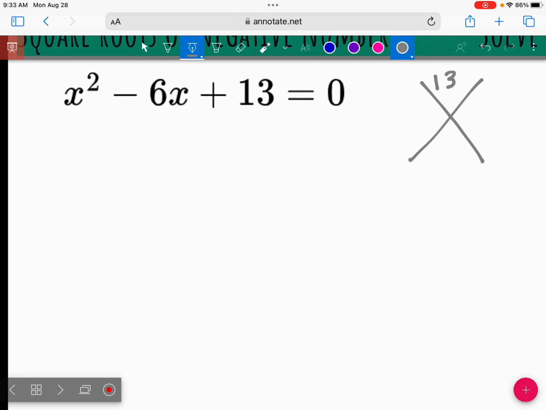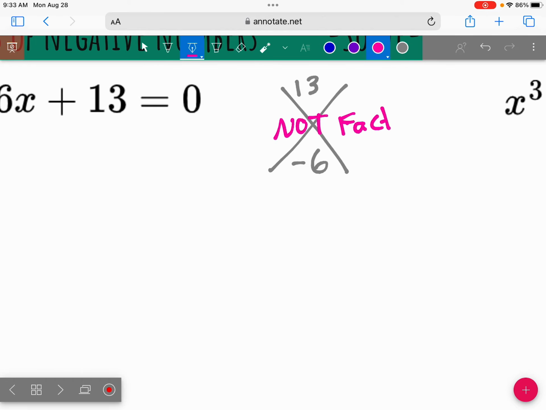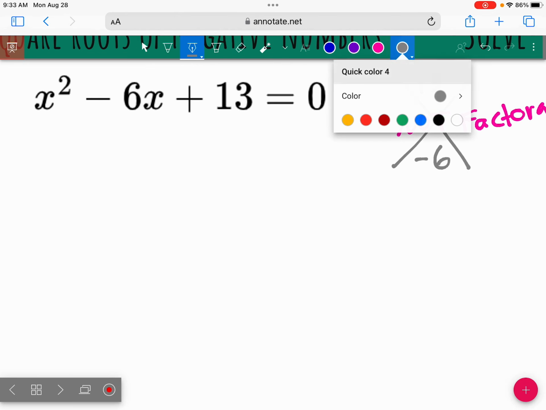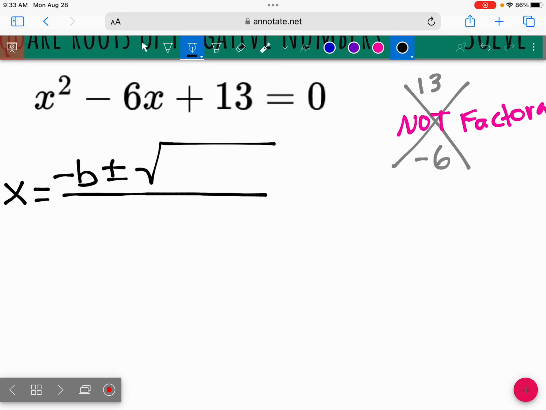Multiplies to be 13, has to be negative 6. Is there anything that'll work? So it's not factorable. If it's not factorable, how can I solve it? Quadratic formula. X equals negative b plus or minus the square root b squared minus 4ac all over 2a.